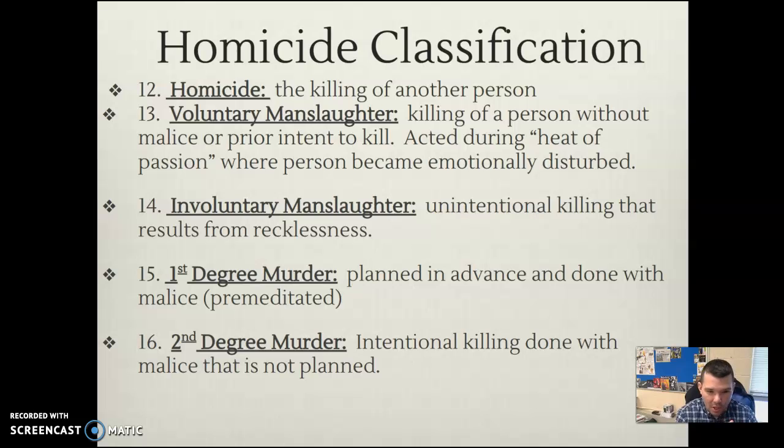Now, first-degree murder. Now, what makes this different from voluntary manslaughter? First-degree murder is the highest that you can really get. This is where you plan in advance, and it's done with malice. It's premeditated. You purposely kill. You plan to kill. You went into a situation knowing that you were going to kill somebody. It was planned and organized. That's first degree. Second degree is an intentional killing done with malice but is not planned.